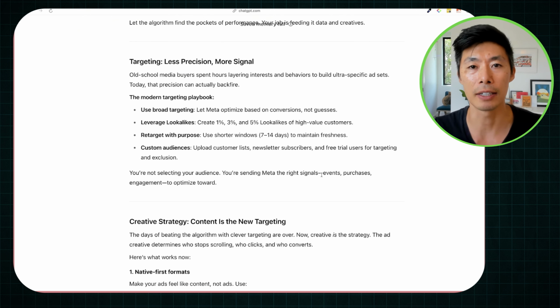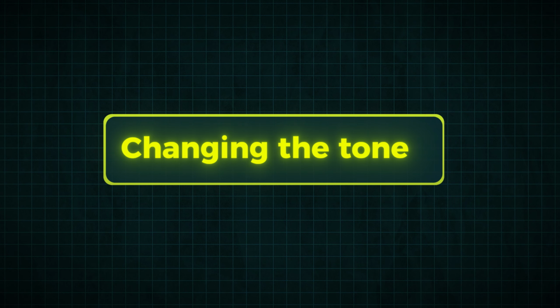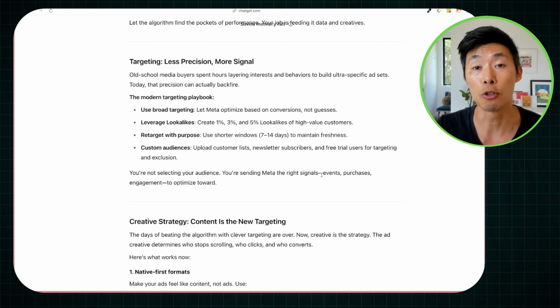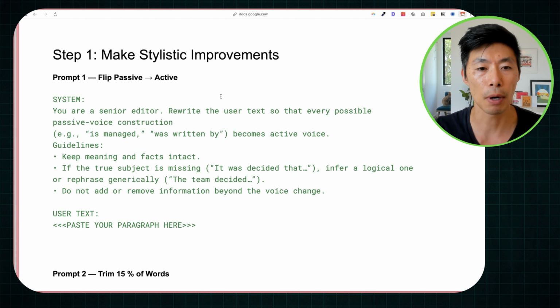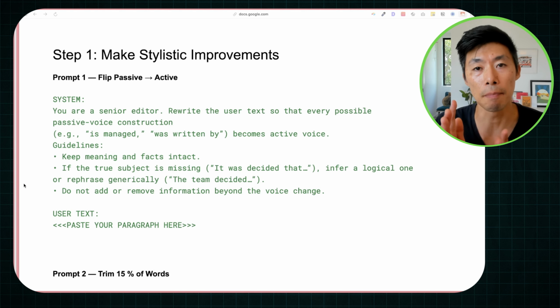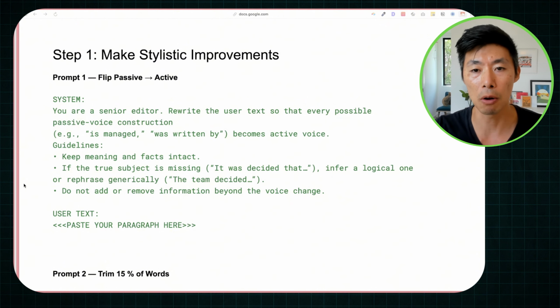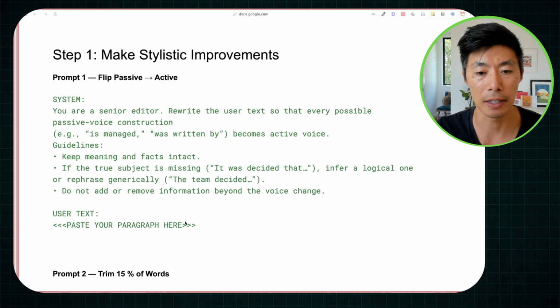But the first step in order to strip out this AI slop would be changing the tone. So sometimes you'll get a text output from AI that's in a passive voice. And if you change it, you can just simply prompt AI to write in an active voice. And this is a prompt that you can use. So you're giving it the role, you're a senior editor, rewrite the user text, the text that you add from passive, so is managed or was written by, into active. So this immediately makes it a stronger, more concise and compelling piece of content where you can just take your whole post and you can drop in this prompt and then paste in the content there.